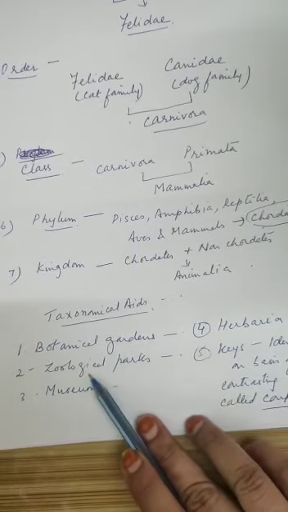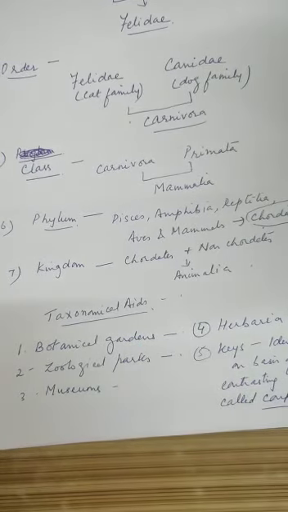Then we come to zoological parks. These zoological parks, in simple terms, we call them zoos. I'm sure you have seen or visited zoos. These are the places where wild animals are kept in protected environments, and these animals are under human care.